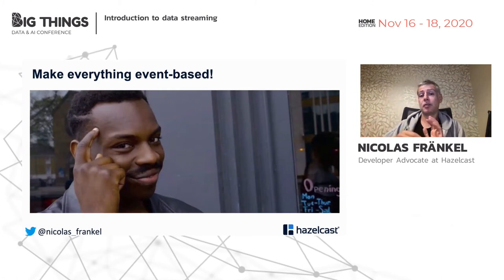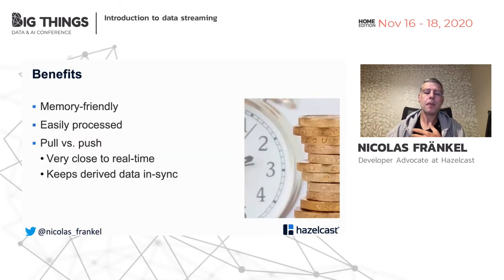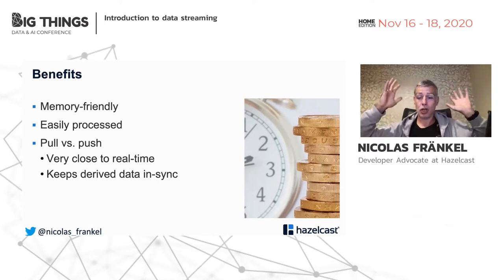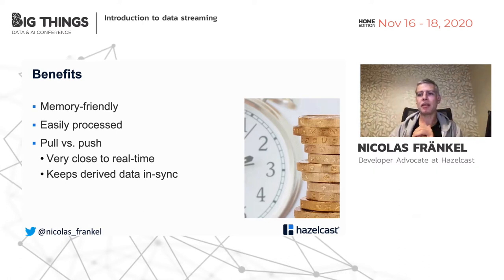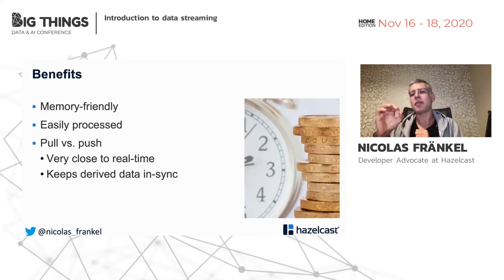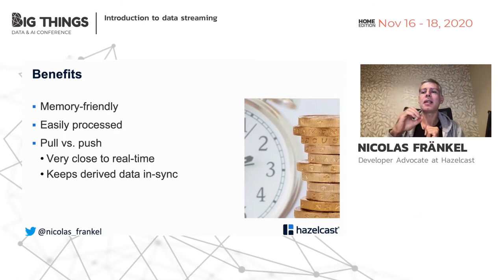So it's not about clicking a button, but something happens, like data comes in and it's an event, and let's process it. And it has a couple of benefits. The first thing is it's memory friendly. So instead of having 2 gigs or 3 gigs or petabytes of data to handle at one time, you can have one little event. And even if you have many of them, at least every one separately nicely fits into a small memory space. For the same reason, they are easily processed.